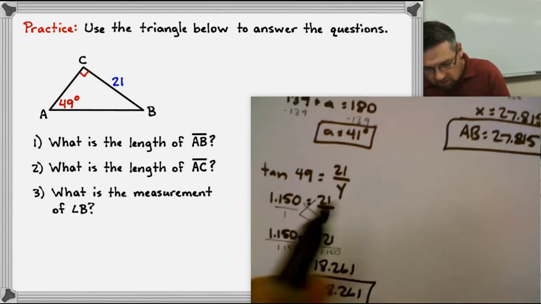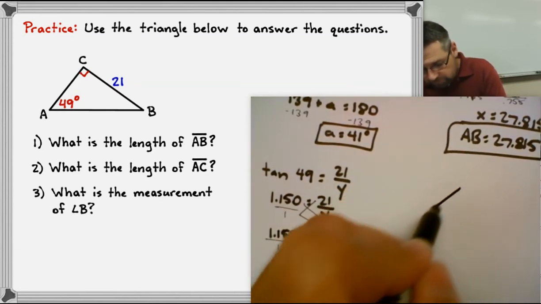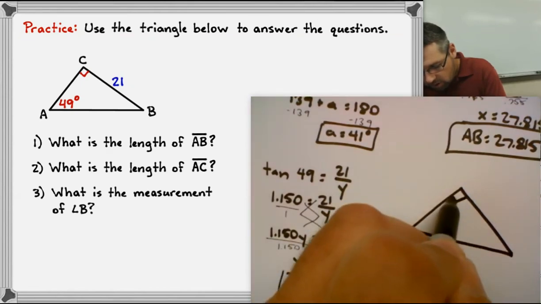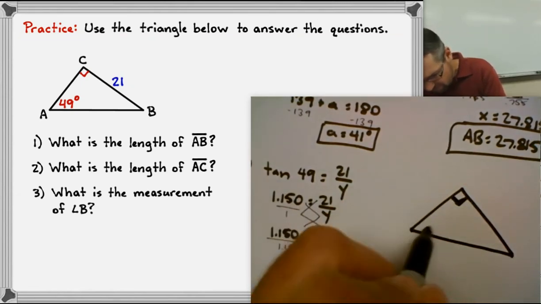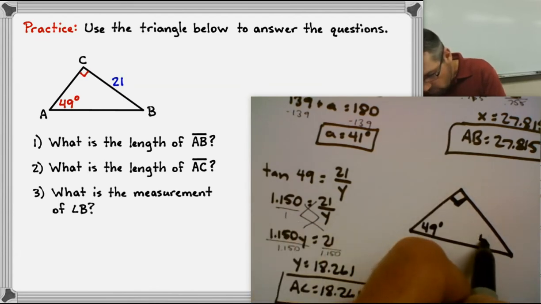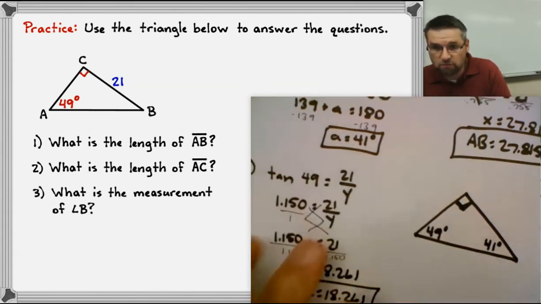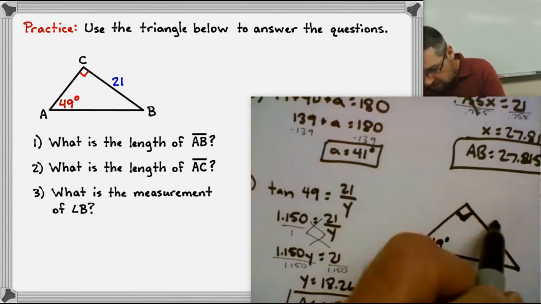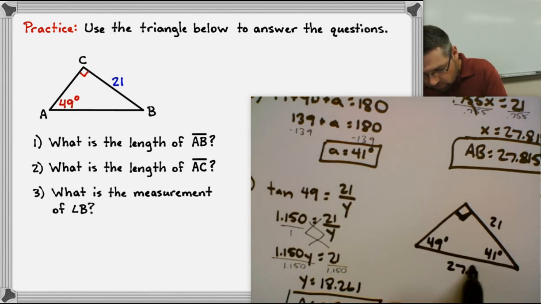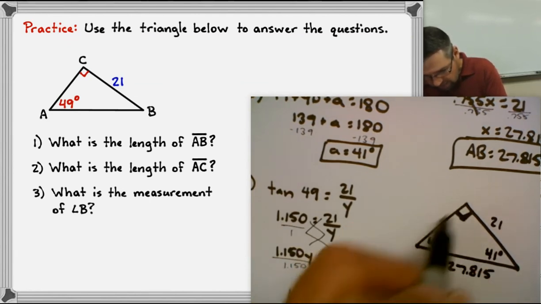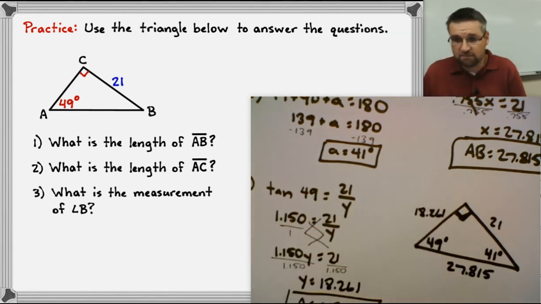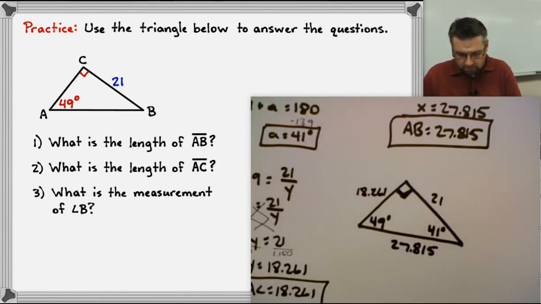Now, I'm going to redraw this triangle because I want to make sure that my answers are making sense. I've got 49 degrees for this angle. That was given. And then A was 41 degrees. That was something I solved for in number 3. This side is 21. AB, which is this side, is 27.815. And then AC was 18.261. So let's make sure that this makes sense, okay?